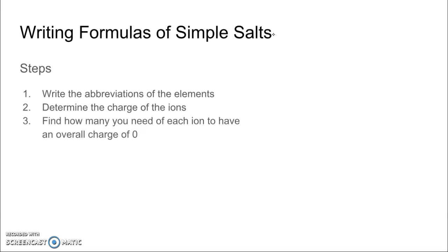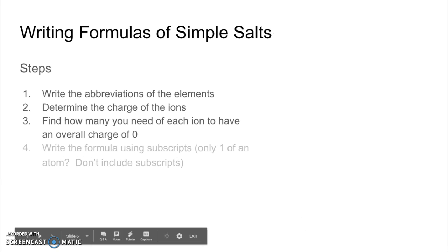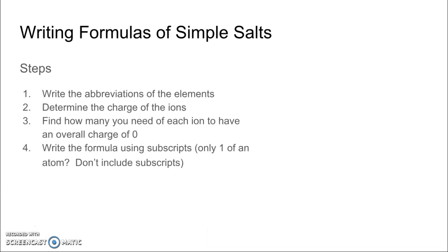Step number 3, hopefully this sounds familiar. This was on our last test at the very end, but you need to find out, now that you have the charges, how many you need of each ion to have an overall charge of 0. And then finally, now that you have all the information, you can actually write the formula and use the subscripts to indicate how many you need of each ion in that compound.